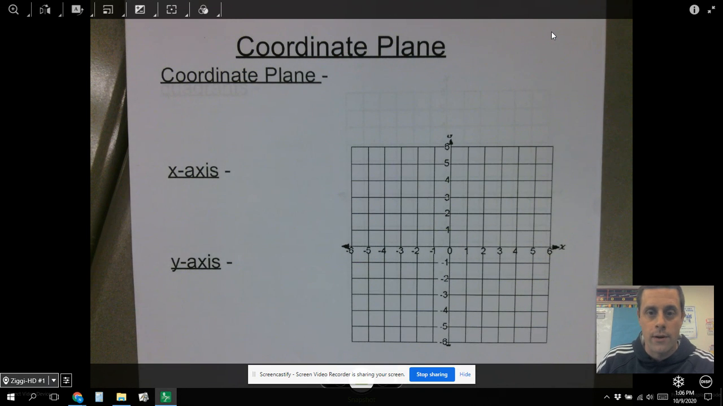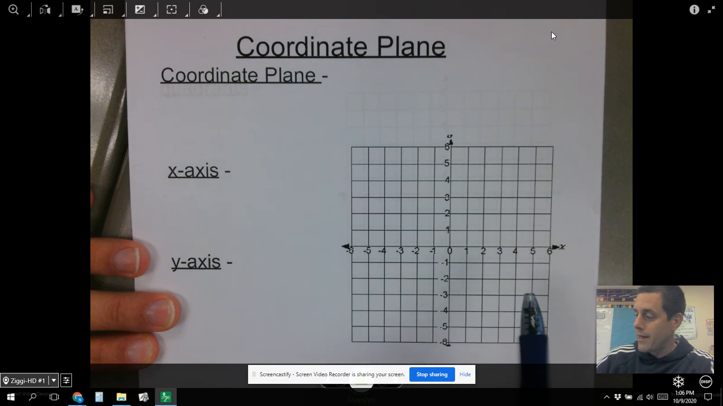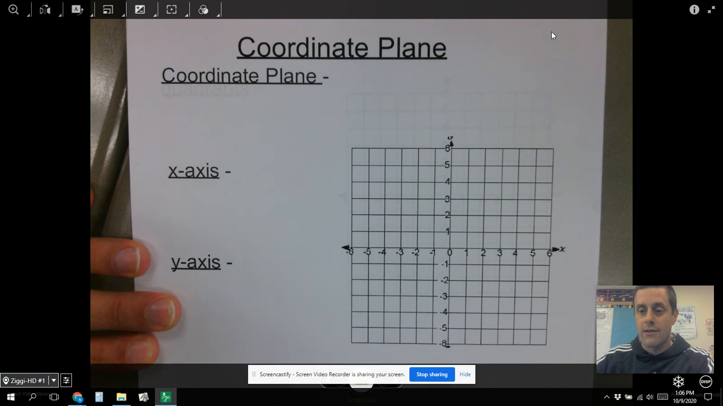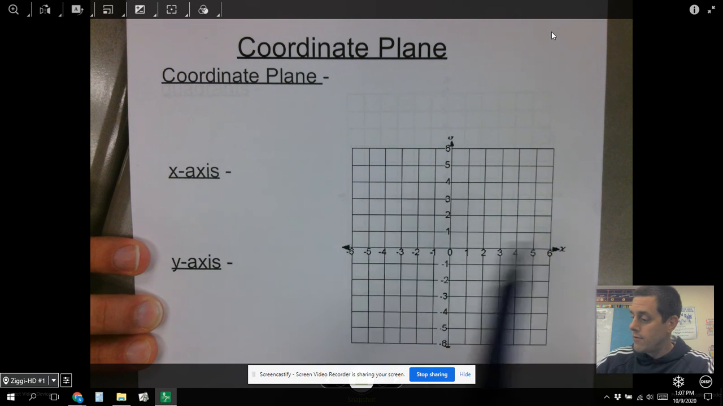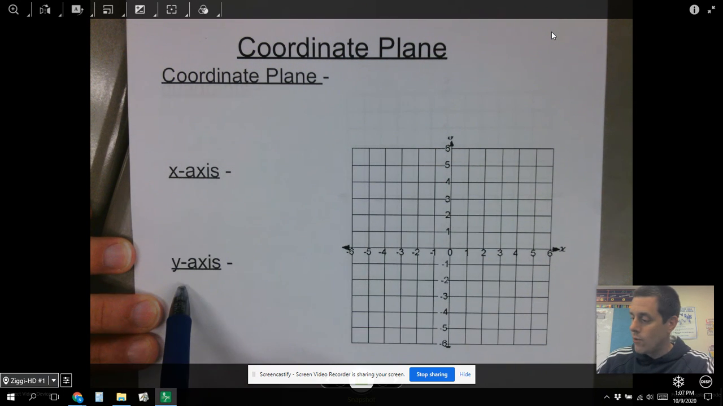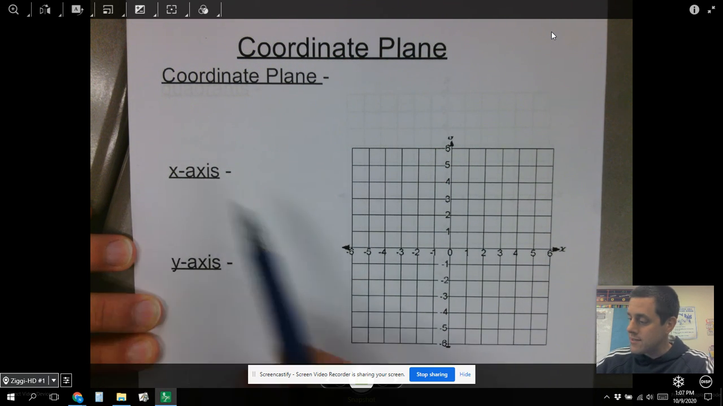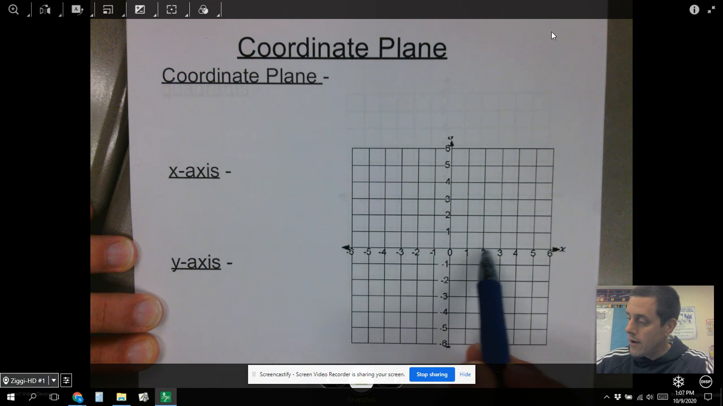So let's talk about the coordinate plane. Here's a picture of our coordinate plane, and it is essentially just a grid that allows us to plot different coordinates and points on it. Two of the most important parts of the coordinate plane are the x-axis and the y-axis. Now the x-axis is the number line that runs left and right.